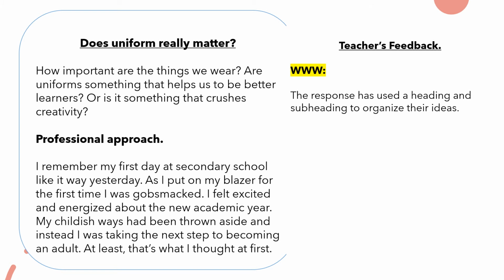So remember, if you're asked to write an article, you have to make sure that you're using things like a heading and a subheading. So we have our heading or headline there: Does uniform really matter? A nice little rhetorical question at the end as well. And then further down, we have the subheading, professional approach. And this has been used really well, and it helps us to know as the reader how the writer is going to organise their ideas and what they're going to talk about in the next part of this paragraph.